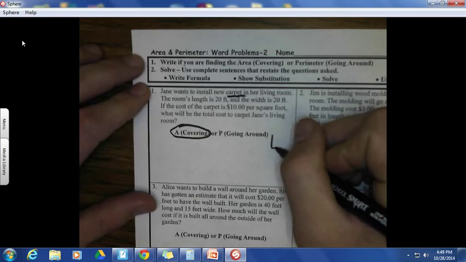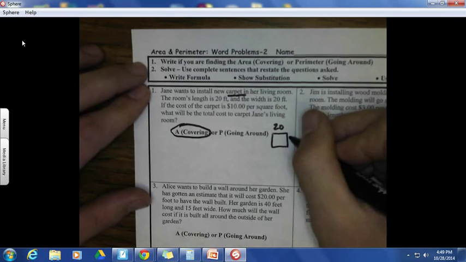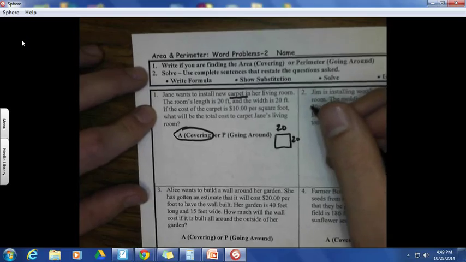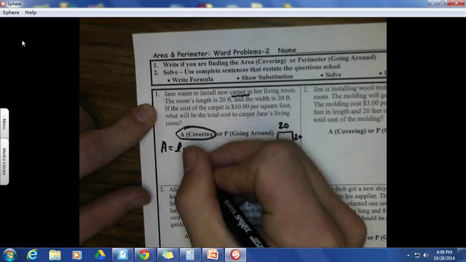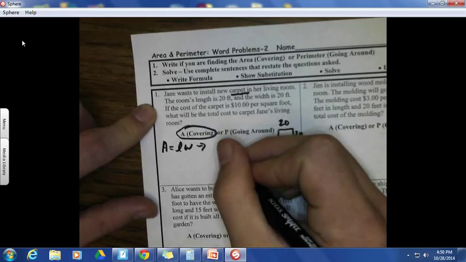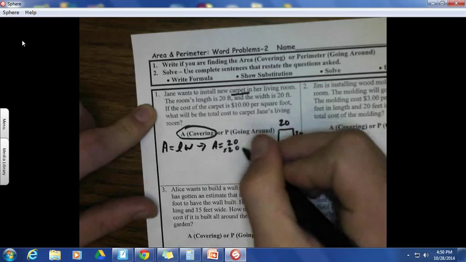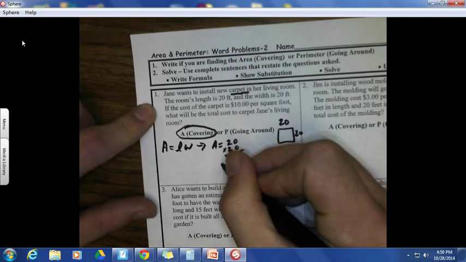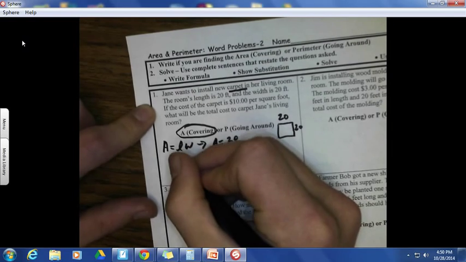Let's draw a little picture. I like to draw pictures when we have word problems. So our floor is 20 feet by 20 feet, so each side is 20 feet, a perfect square. Let's find the area first. Remember, the area formula for a square is length times width. Let's plug in our numbers. Area equals 20 times 20. We have 400. Our area equals 400.